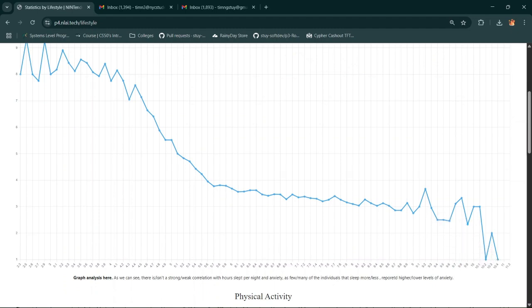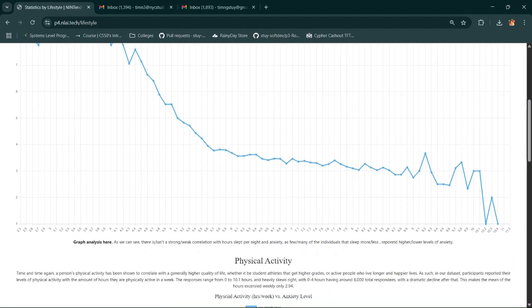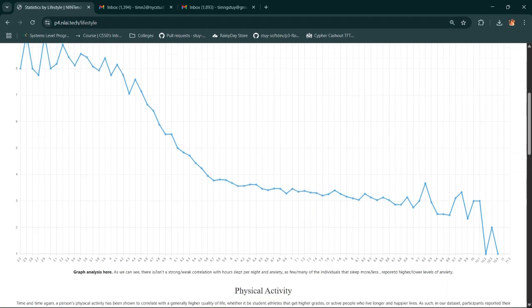So we tried our sleep hours against anxiety levels, and the trend was pretty clear. Less sleep, more anxiety. People clocking 2 to 4 hours were having crazy high anxiety levels of 8 to 9, while those with 8 hours or more were chilling at closer to 1 and 3. So, sleep is basically therapy that you don't have to pay for.